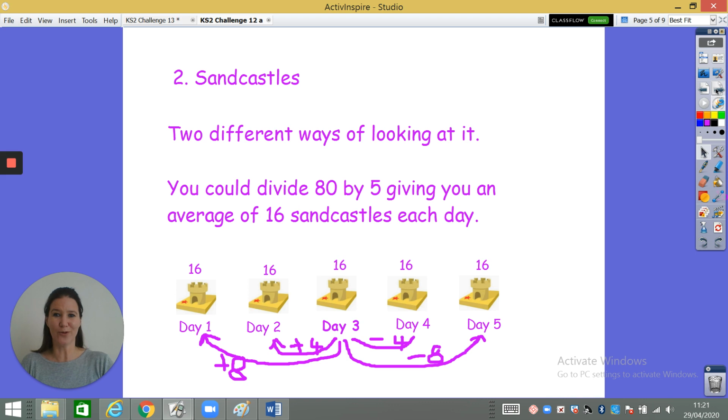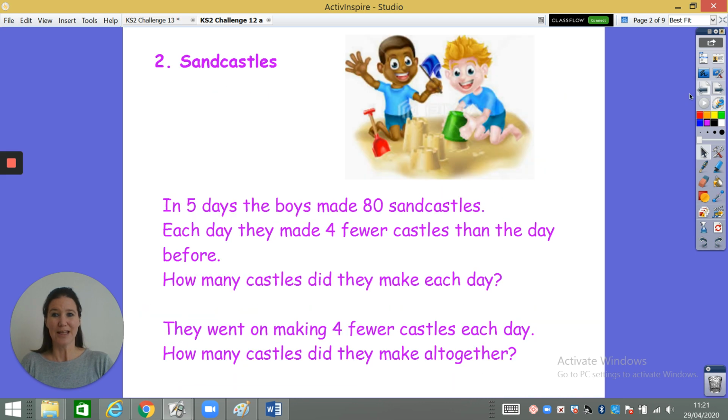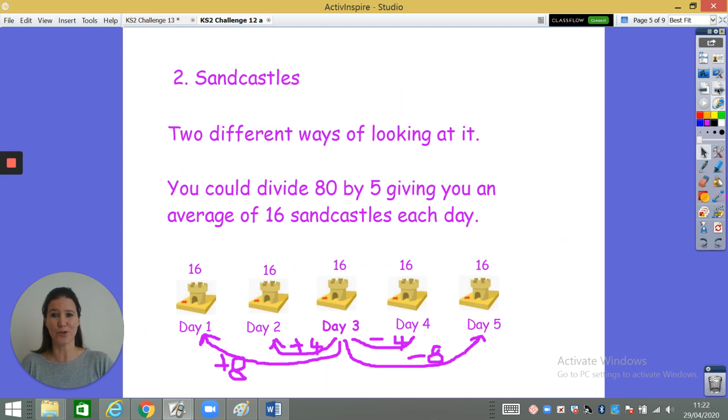Okay, we're moving on to the sandcastles. So the 2 boys made 80 sandcastles and they did it in 5 days. But each day they'd made 4 less. So there's a couple of ways that you could have answered this. So we're going to look at the first way. You could have divided 80 by 5, which would have given you an average of 16. So 16 each day. But you needed to have 4 fewer each day.